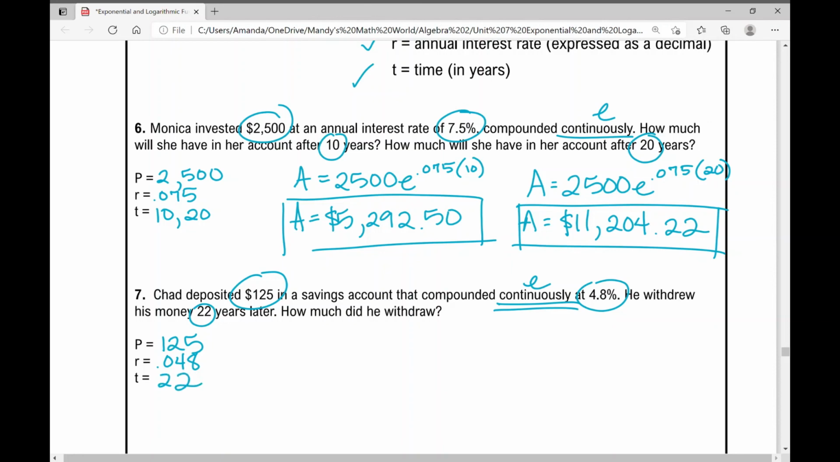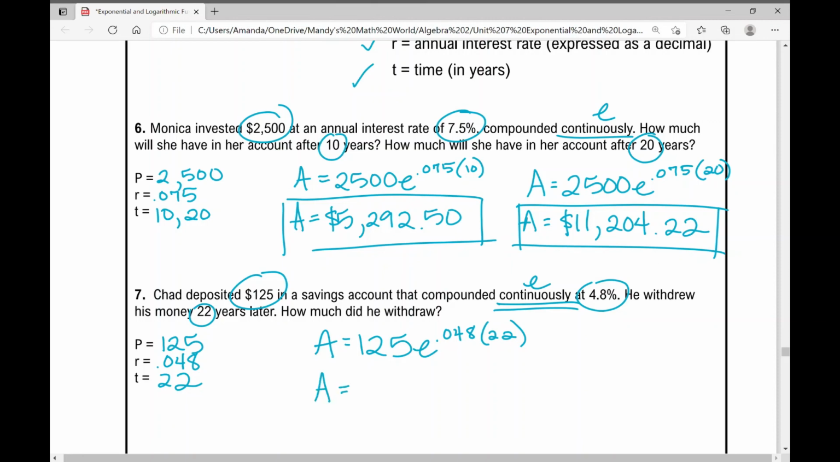Because it's compounded continuously, we're going to use that formula that we just used. A equals P times e raised to the power of r times t. So A equals his principal, which is $125, times e raised to the power of 0.048 times 22. I encourage you to pause this video, plug it into your calculator, and remember, round to the nearest hundredths place and write your answer down.